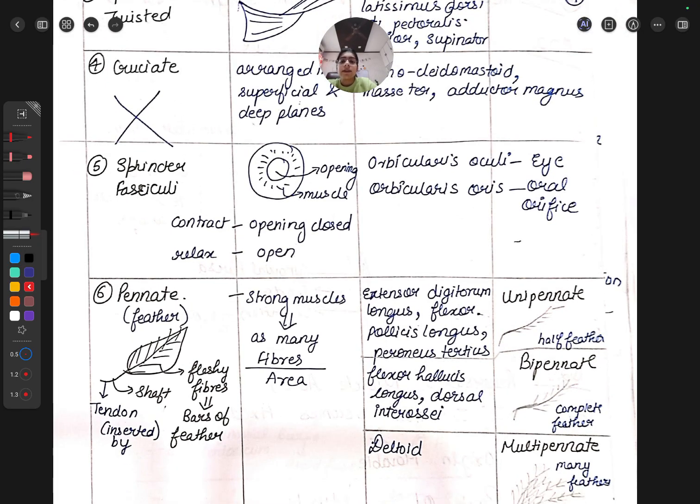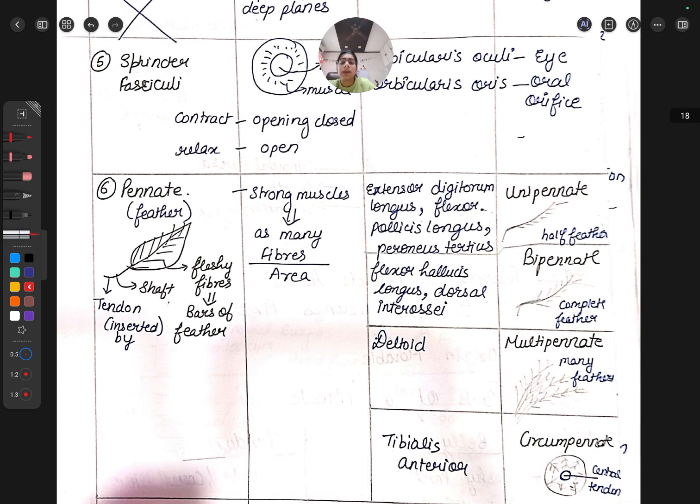Now sphincter fasciculi. There is an opening, and this is a muscle. When it contracts, the opening closes, and when it relaxes, it opens. Examples are orbicularis oculi, for the eye, and orbicularis oris, for the mouth.